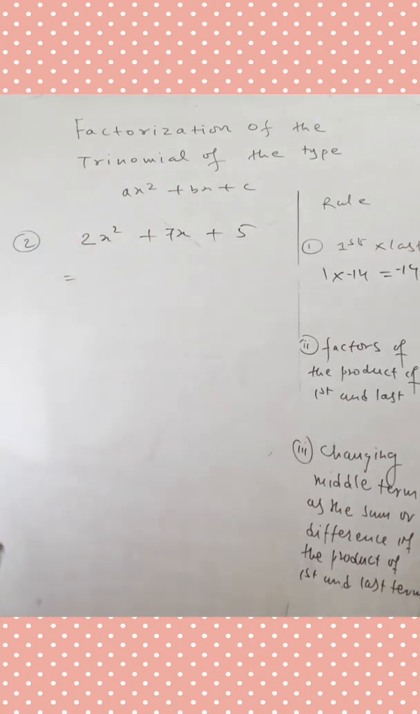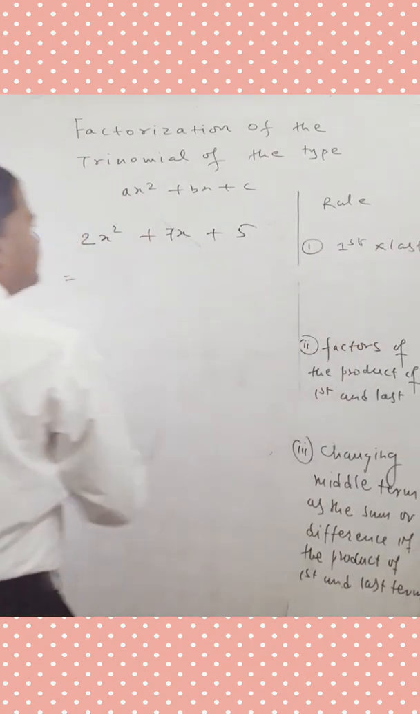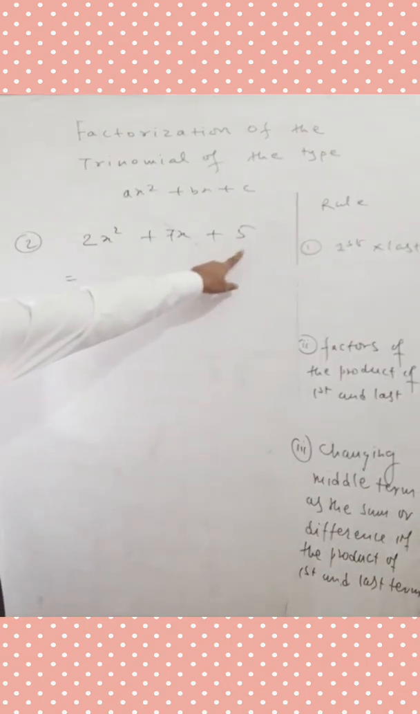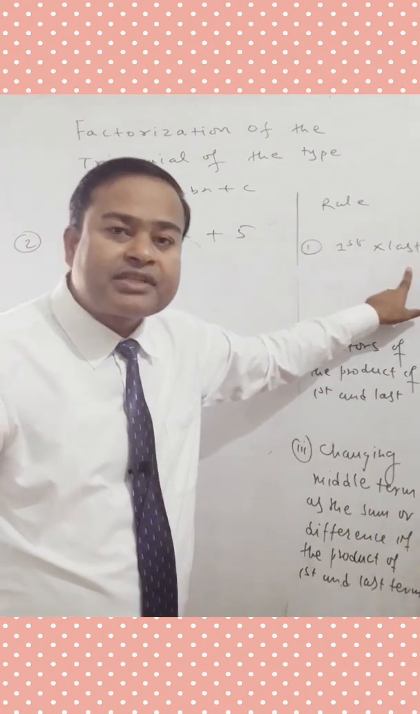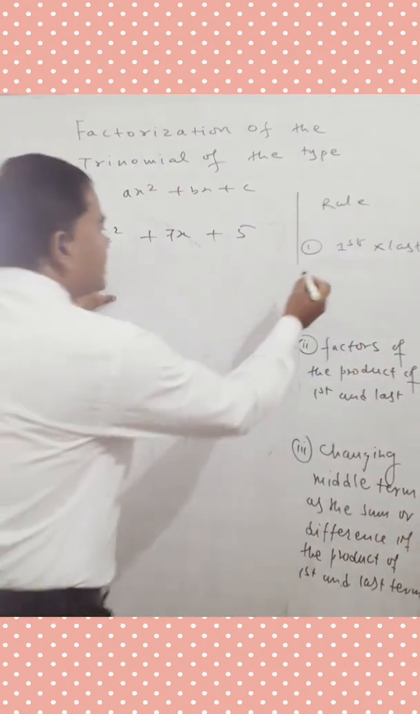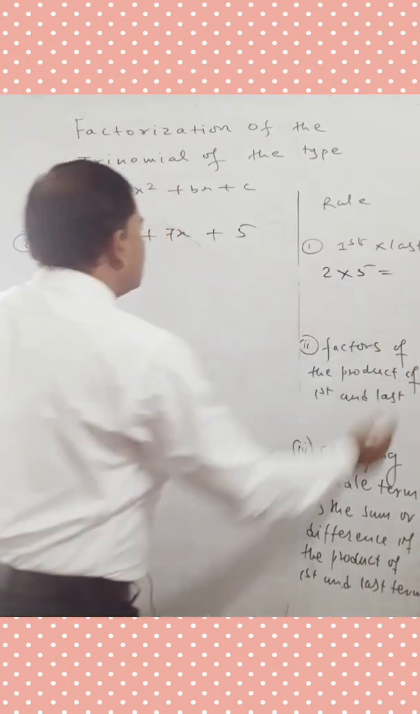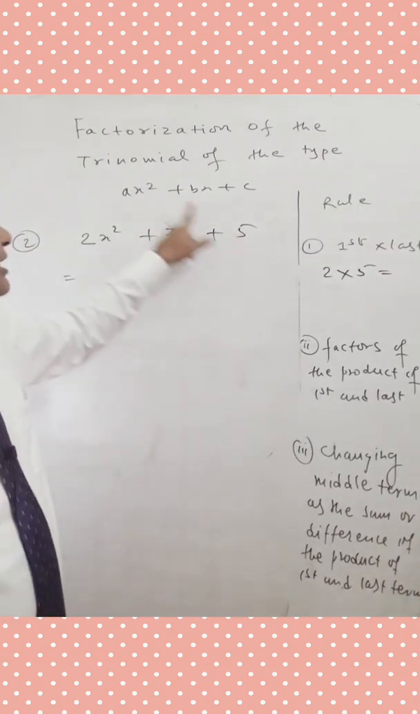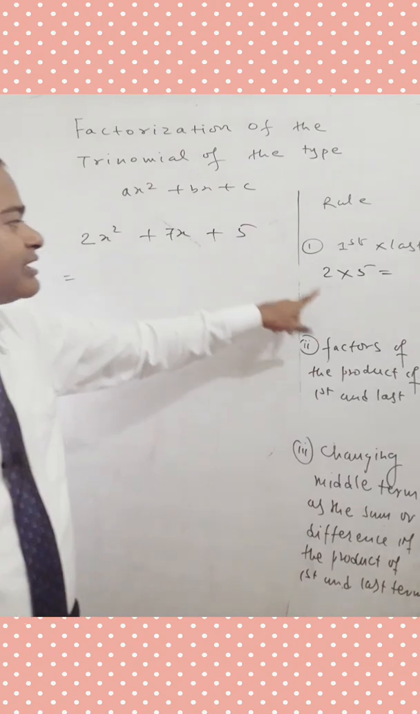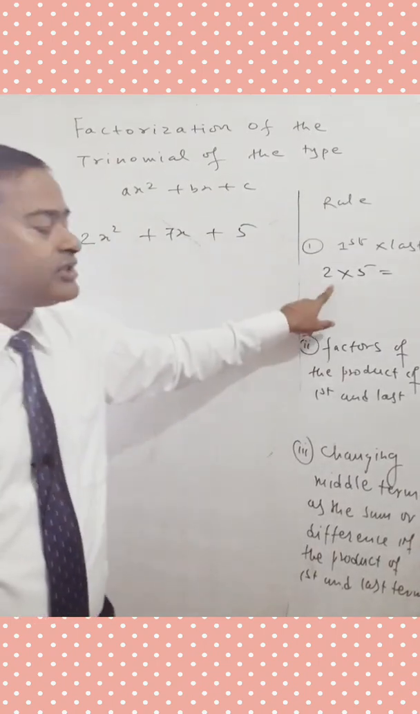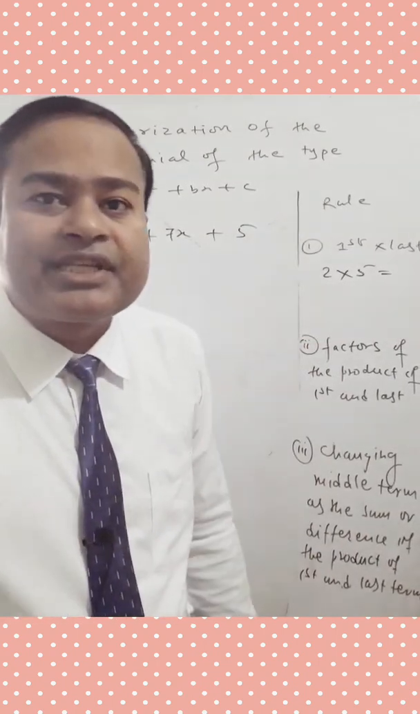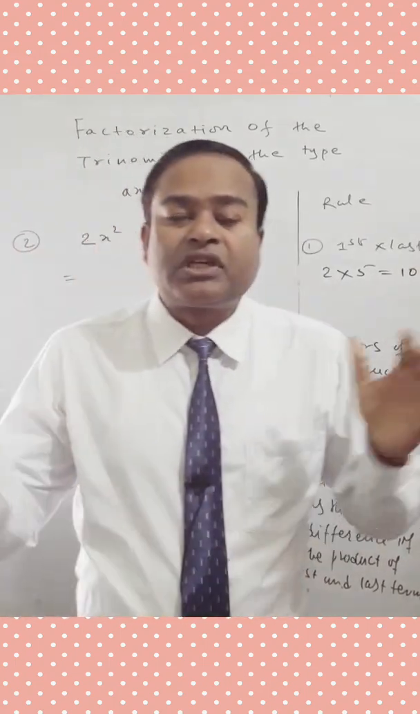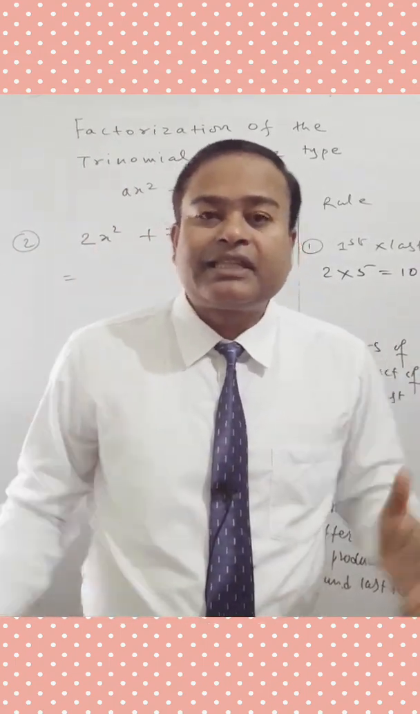Now in this example, the first number is 2 and the last number is 5. That means we have to multiply the first number and the last number. So when we take the product of the first number and the last number, that means the product of a and c, then 2 into 5, 2 fives are 10. The product we get is equal to 10. So the first step is to find the product of the first number and the last number.